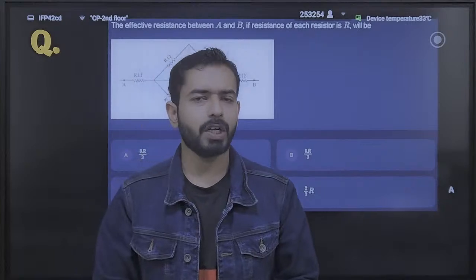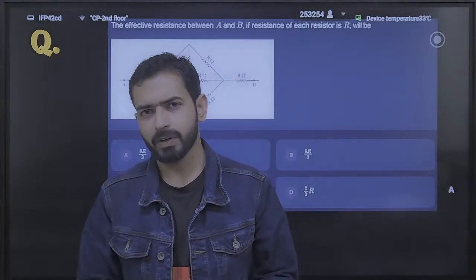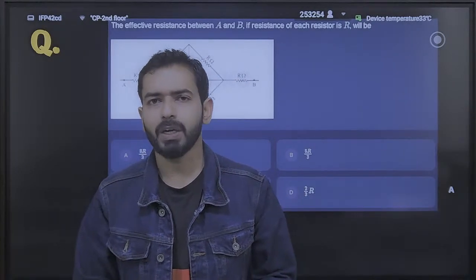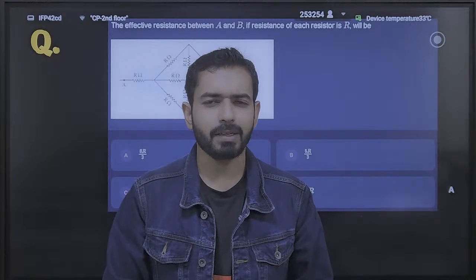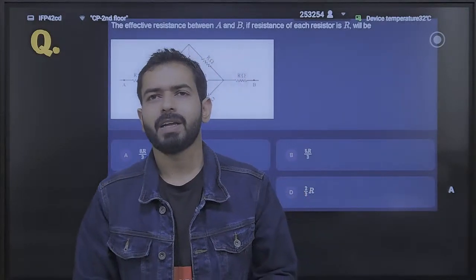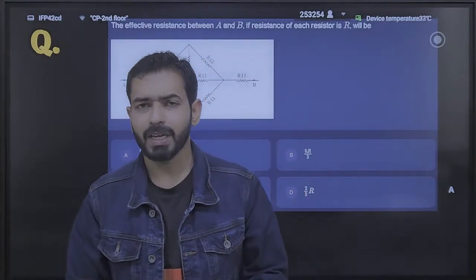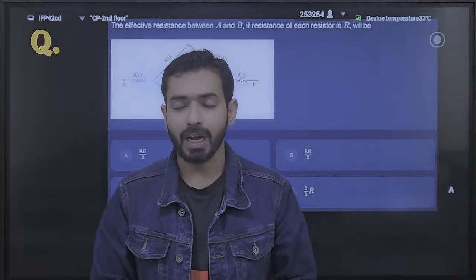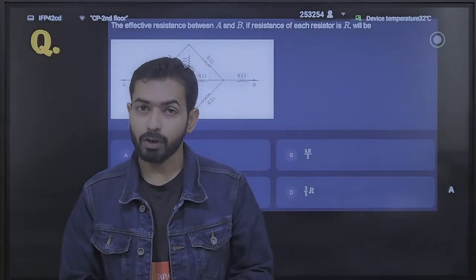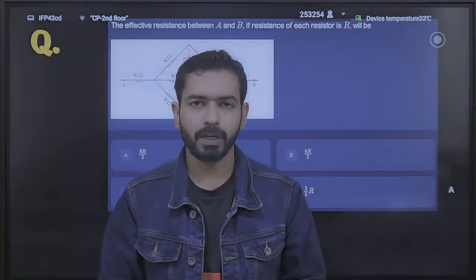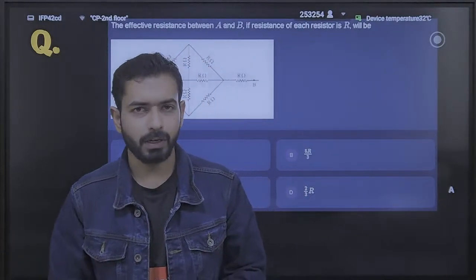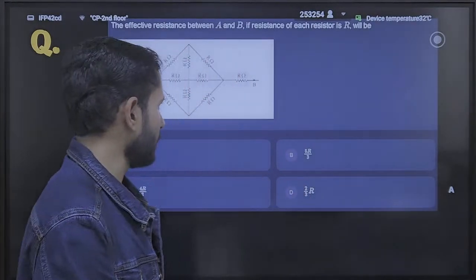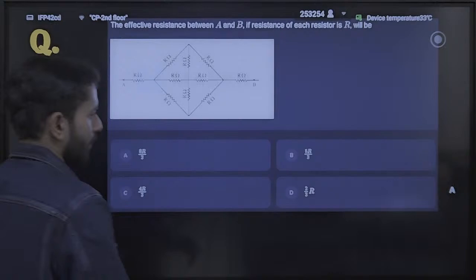One more formula I will tell you, that is power. Power is equal to V into I. That is a basic formula that I guess all of you know. That can also be written as I square R and V square by R. That also we are going to use a lot in this topic. So let's begin from the first question, and like we always do, I will give you some time first.